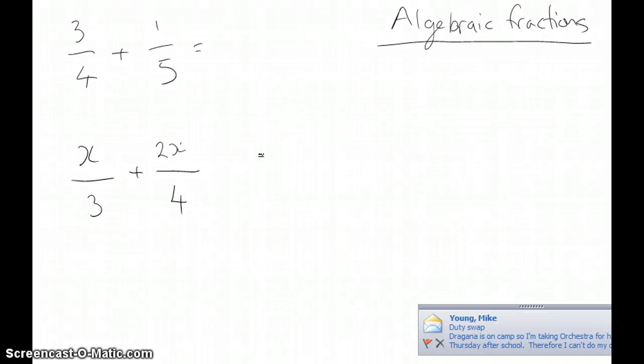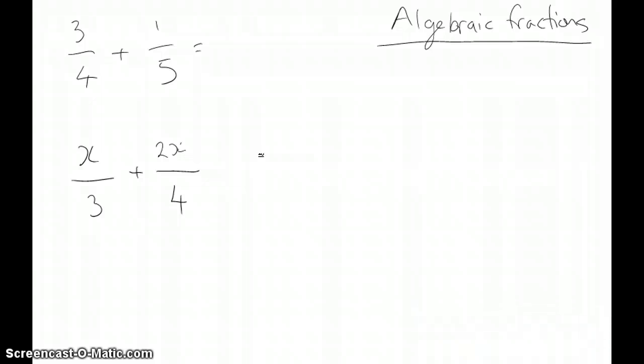Okay, on Wednesday, the core class are going to be working on algebraic fractions. This is a number from year 9 and 10. You need to rewrite this fraction with the same denominator.